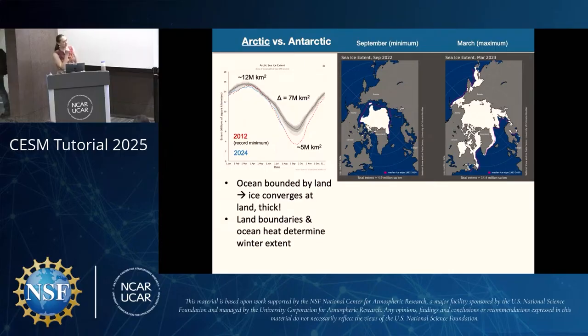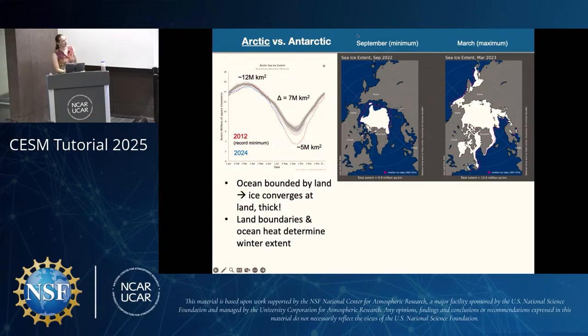So sea ice in the Arctic Ocean, as you can see here, is an ocean that's bounded primarily by land. And that means that when ice hits the coast of one of these land areas, it can build up and converge, and you can get really thick ice in the Arctic. The land boundaries and then the ocean heat content, primarily here in the North Atlantic sector, determine how far ice can extend in winter months.